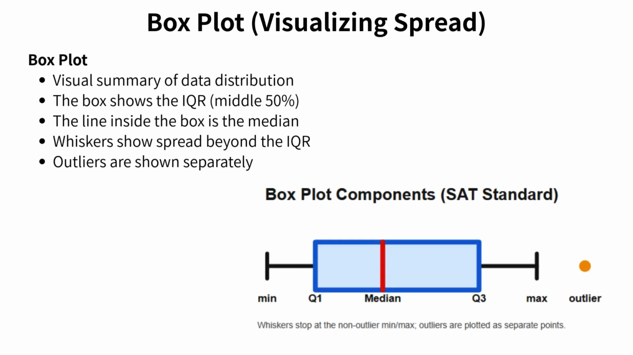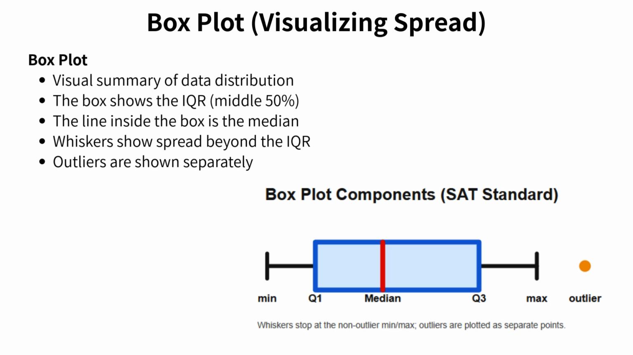A box plot is a powerful visual tool for understanding both the center and the spread of a dataset. Unlike range, which only looks at extreme values, a box plot focuses on how the data is distributed overall. The box itself represents the interquartile range, or IQR, which contains the middle 50% of the data. This tells us where most of the values are concentrated and how consistent the data is.